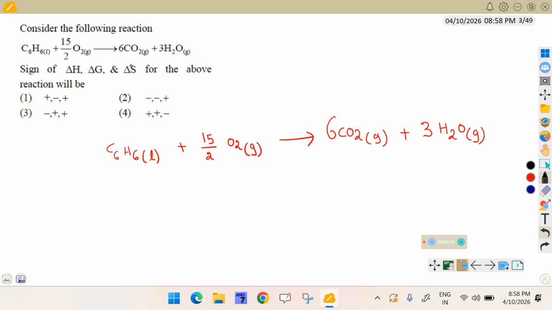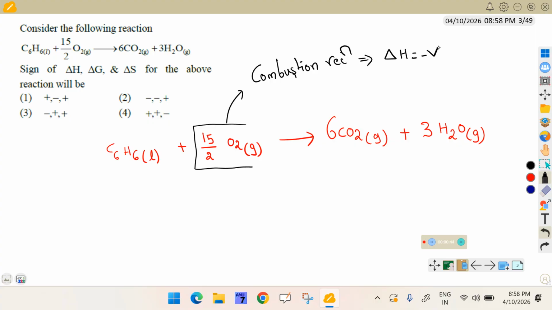Consider the following reaction. Sign of delta H, delta G and delta S for the above reaction will be. Given reaction takes place in the presence of air, so it is considered as a combustion reaction. For combustion reaction, the value of delta H is negative.